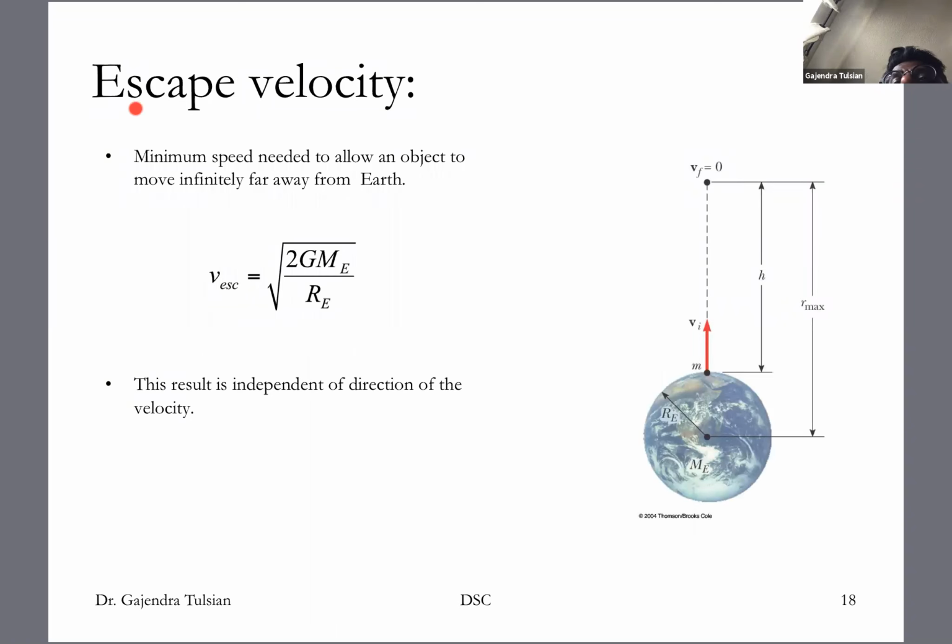Now we'll talk about something called the escape velocity. What escape velocity means is the following. So let's say this is the Earth. Now you throw an object up. Let's say you throw a baseball or something. It'll go to a certain height and come back. Now you throw it harder, it'll go higher and still come back. Now the question is, can you throw an object such that it never comes back? It goes away to infinity. And that is escape velocity.